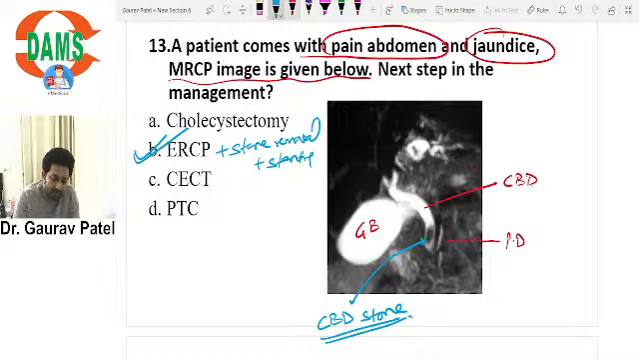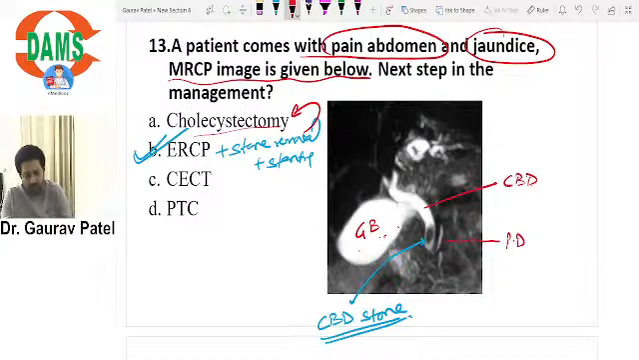Okay, so ERCP. After you do this, the next thing you can do is the cholecystectomy, because most of the stones come from the gallbladder only. Yes, this is choledocholithiasis and a very typical CBD stone, and the treatment is ERCP and stone removal followed by cholecystectomy.